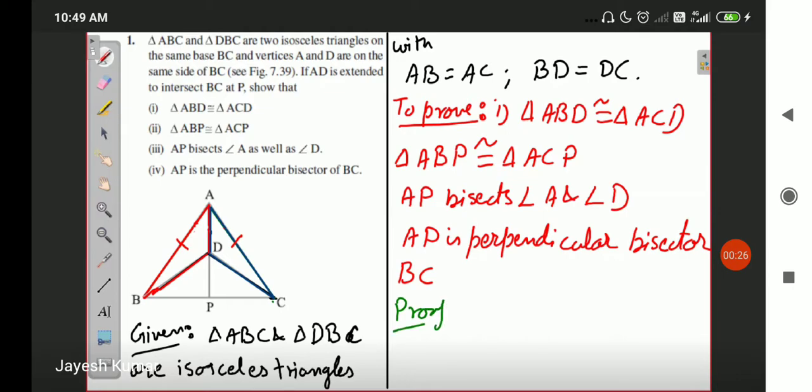In proof, we will go inside the triangles that are being discussed. In triangle ABD and triangle ACD, in both these pair of triangles, first of all we have AB is equal to AC, that is given to us. Secondly, we have BD is equal to DC, that is also given to us.